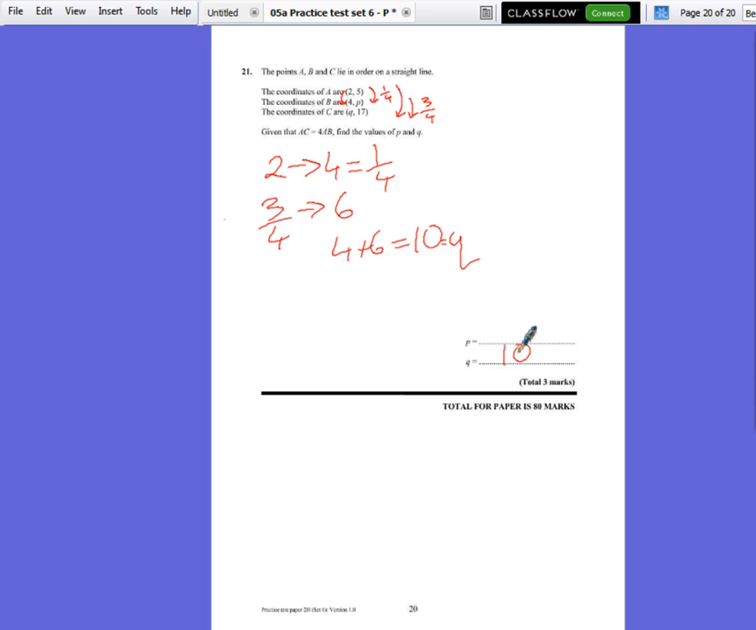So to get from A to B, you go up 2, that's 1/4. And so to get from B to C, that's the other 3/4. So 3 times 2, 3 lots of 2 is 6. So just add 6 onto the 4.